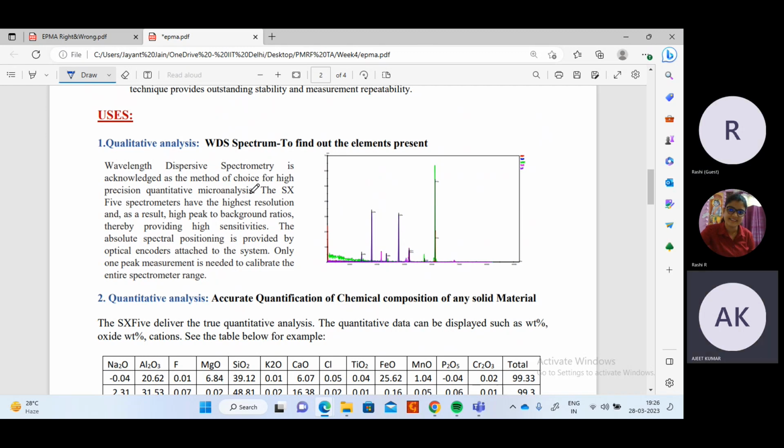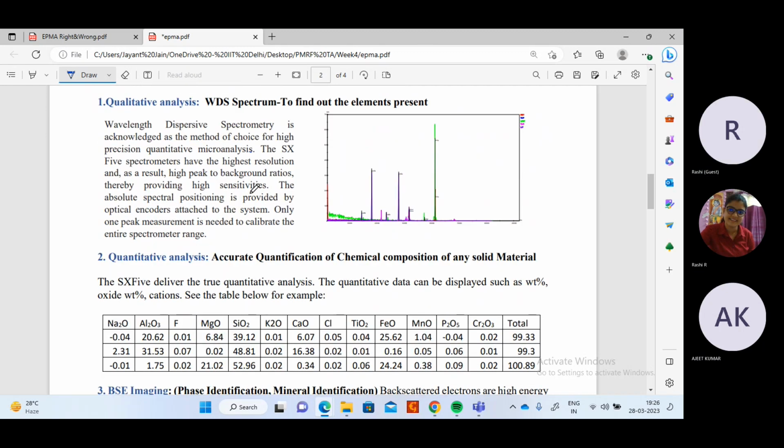So qualitative will not be comparing it to any standard. It will directly take how much percent is present, with respect to that sample only. In quantitative, how much is present with respect to the standards.